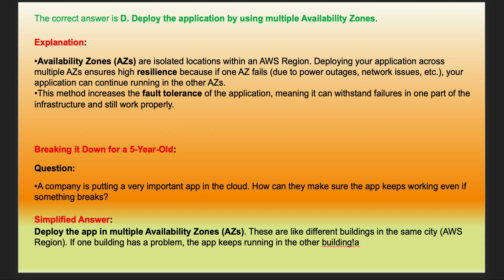Let's see the explanation. Multiple availability zones are isolated locations within an AWS region. Deploying your application across multiple availability zones ensures high resilience, because if one availability zone fails, your application can continue running in other availability zones. Okay, next question.